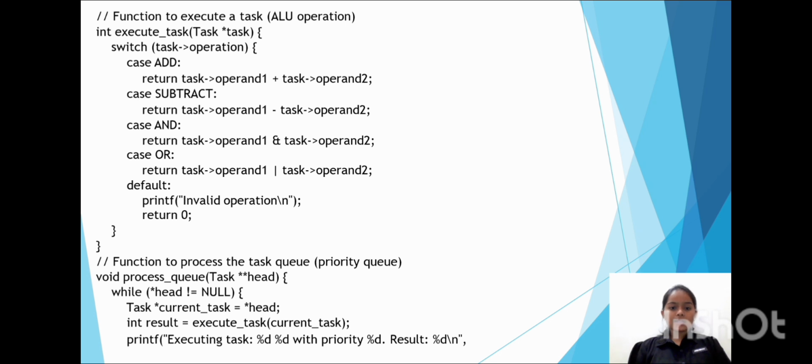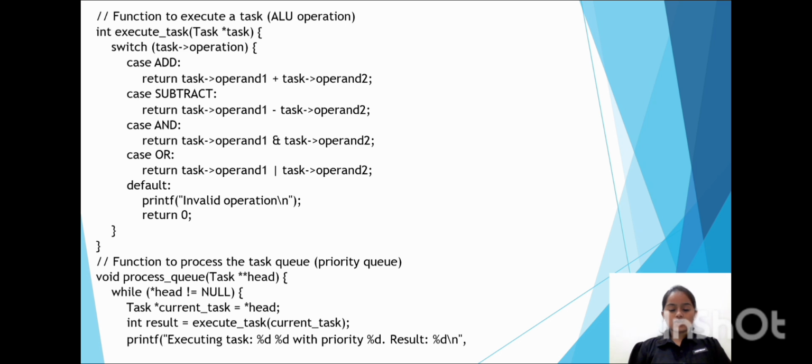Next, case and, return task operand 1 and task operand 2. Case or, return task operand 1 or task operand 2. Default: printf invalid operation, which means return 0.